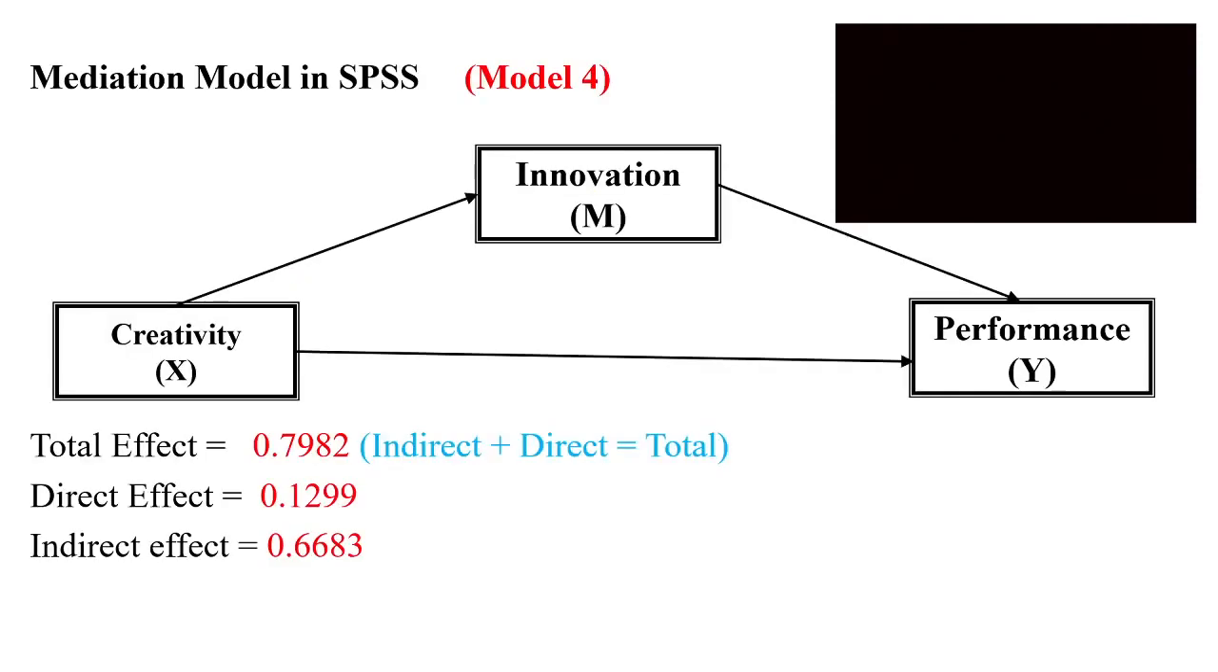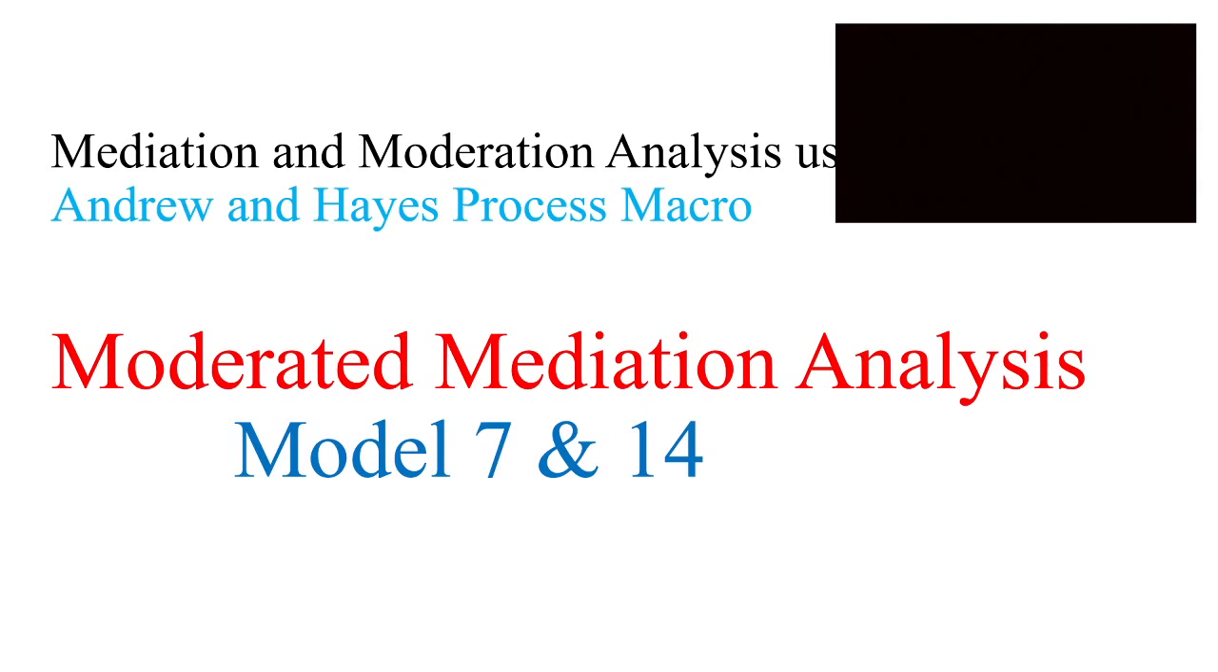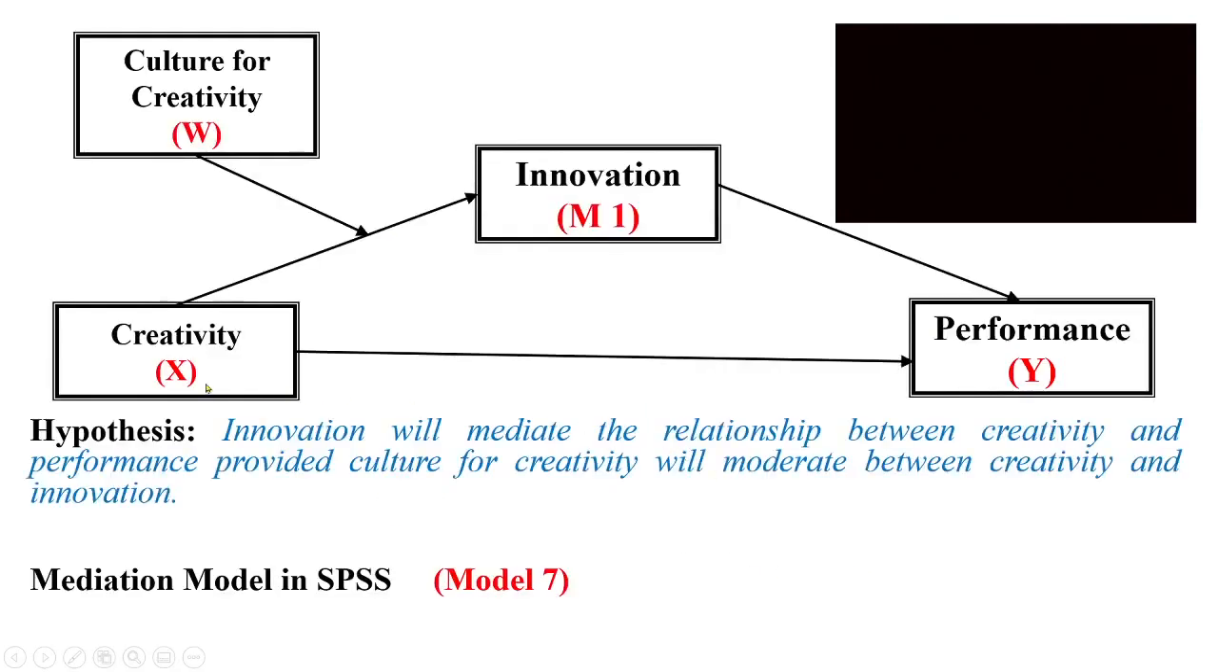And for our mediation analysis, which is model 4, we'll be using creativity as our independent variable, performance as our dependent variable, and innovation as our mediating variable. The other models that we'll use are model 7 and model 14. So for model 7, we'll be using creativity as our independent variable, performance as our dependent variable, innovation as a mediator, and culture for creativity as a moderating variable. And in model number 7, we'll be using the moderated mediation.